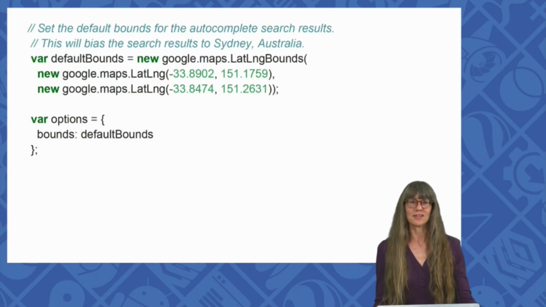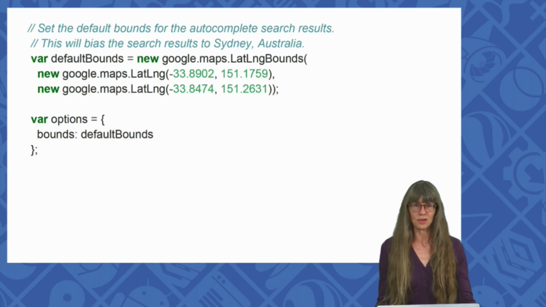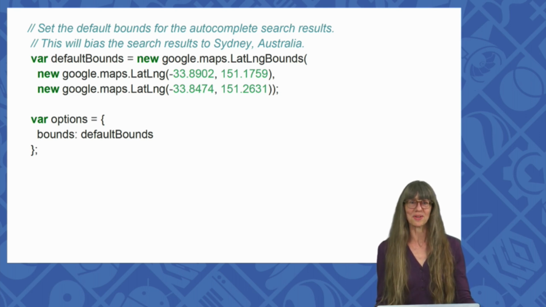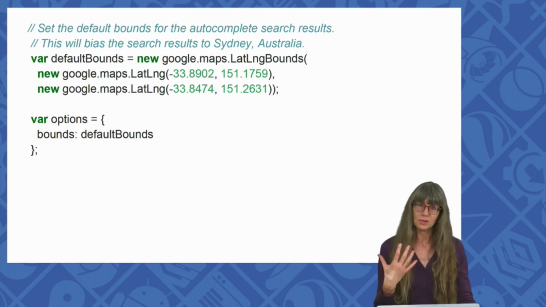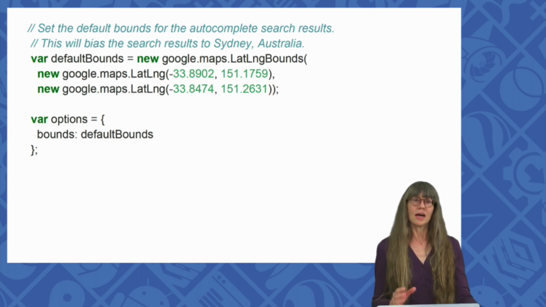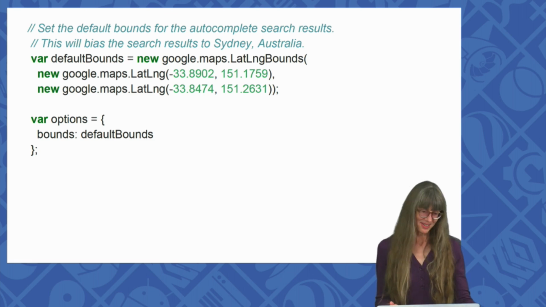So I've decided to use a default area for the search conducted by autocomplete. To define the area, I've created a lat-long bounds object. It defines a rectangle on the Earth by setting the latitude and longitude for the southwest corner and for the northeast corner of the rectangle. The autocomplete will bias its search to this area, but not restrict the results to that area. I've decided to bias my search results to an area in Sydney, Australia. I've also created a variable, which I've called options, that contains the bounds object.